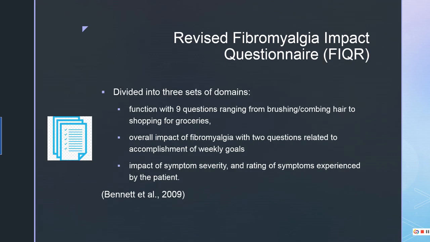The FIQR is divided into 3 sets of domains: function, with 9 questions ranging from brushing and combing hair to shopping for groceries; overall impact of fibromyalgia, with 2 questions related to accomplishment of weekly goals; and the impact of symptom severity and rating of symptoms experienced by the patient; level of pain, energy, stiffness, sleep, depression, memory problems, anxiety, tenderness to touch, balance, and sensitivity to loud noise, bright lights, odors, and cold.